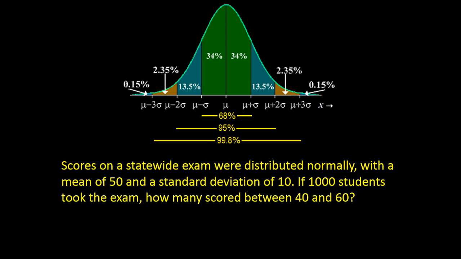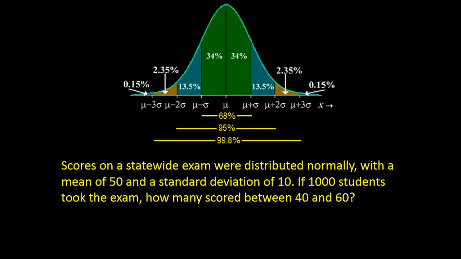So let's look at a problem that involves test scores, which are normally distributed, meaning that they fall in a pattern that looks like this bell curve. Scores on a statewide exam were distributed normally with a mean of 50 and a standard deviation of 10. If 1,000 students took the exam, how many scored between 40 and 60? So you can imagine that we've got students that took the exam and they are shown sitting underneath this bell curve. A whole lot of them are sitting in the green part of this bell curve. In fact, 68% of them are in the green part.